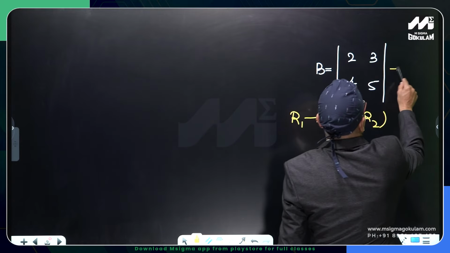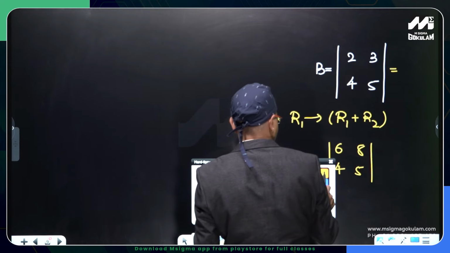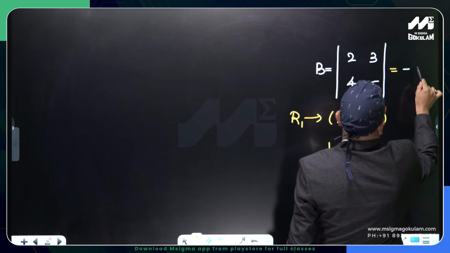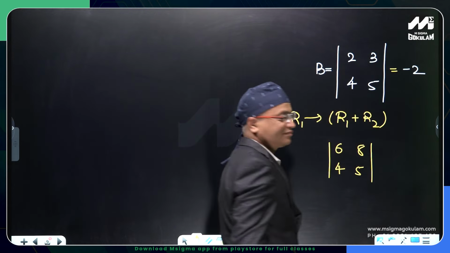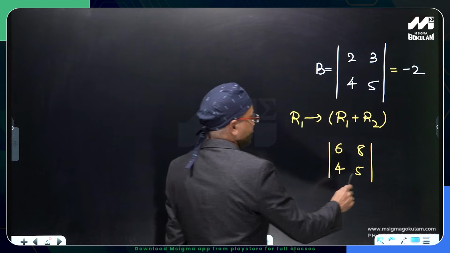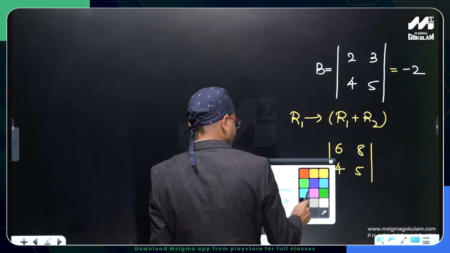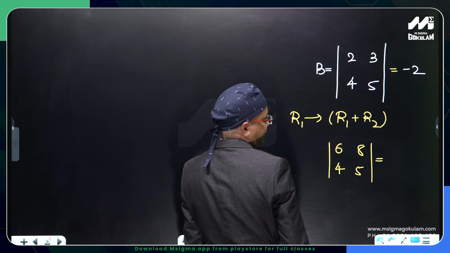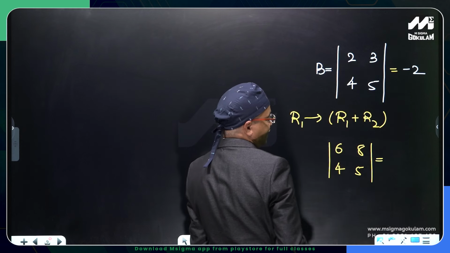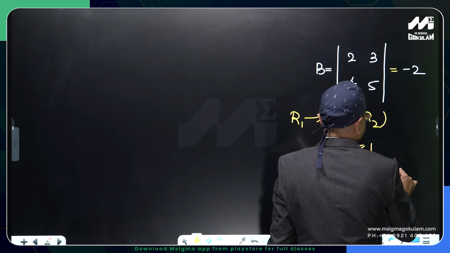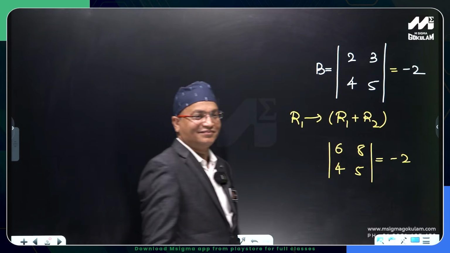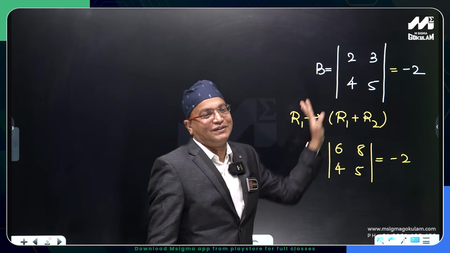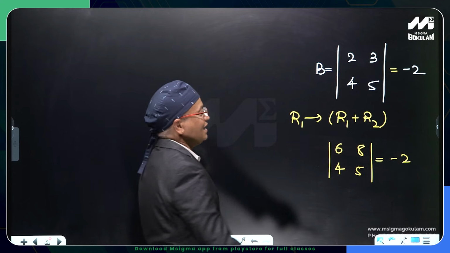Originally what is this determinant value? 2 into 5, 10 minus 12, that means minus 2. Now observe this determinant: 6 5s 30 minus 8 4s 32. So it is also minus 2. Is there any change in the determinant? No change.